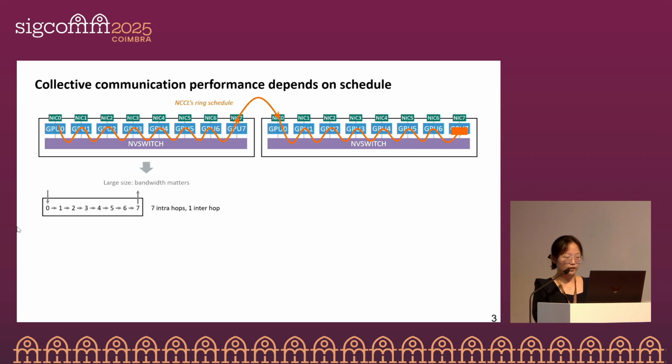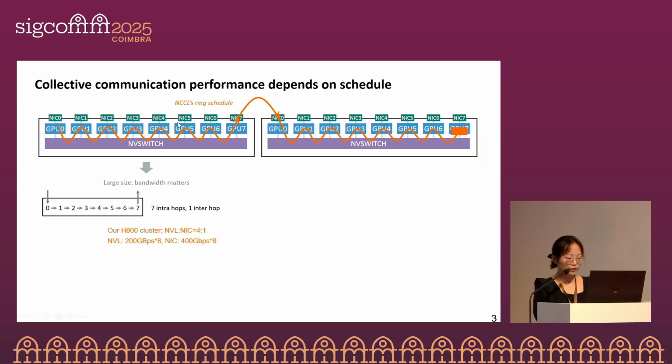For large data sizes, we want full bandwidth. But in the ring, for every 7 intra-server hops, there is only 1 inter-server hop. This means NCCL always uses a fixed bandwidth ratio of 7:1 between intra-server and inter-server.